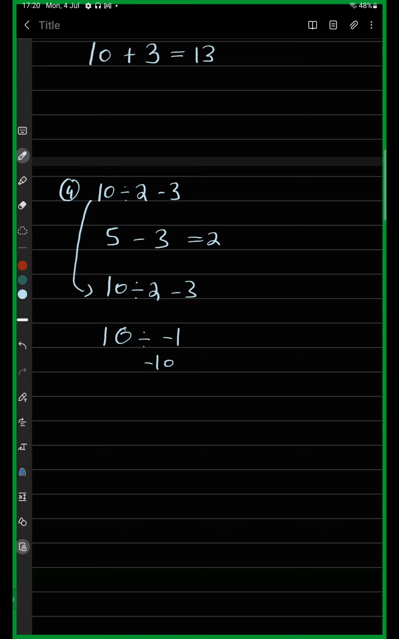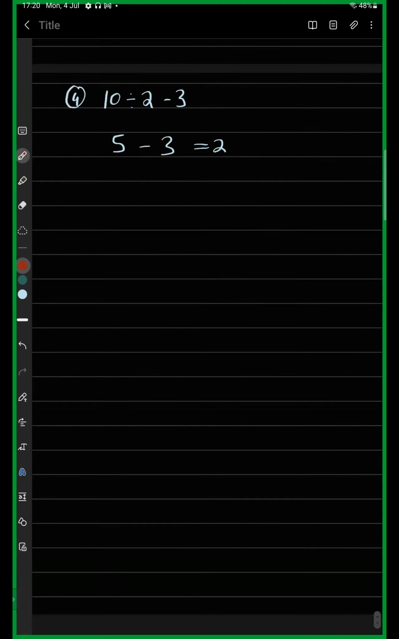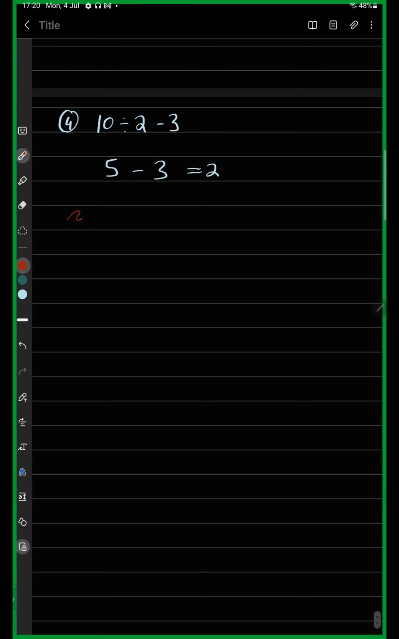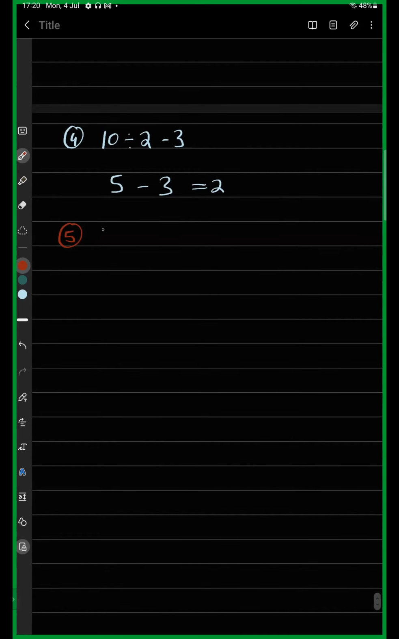All right, now let's talk about some complicated questions. Okay, let me just scroll down. All right, let's talk about the fifth example. And the fifth example basically says, calculate the value of the following, and the expression is 2 plus 5 squared minus 4 divided by 3.